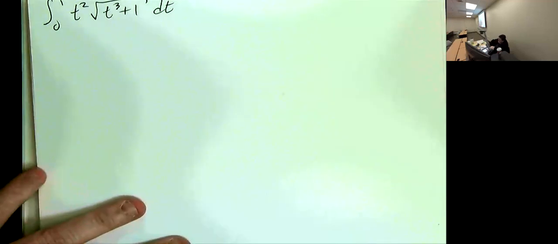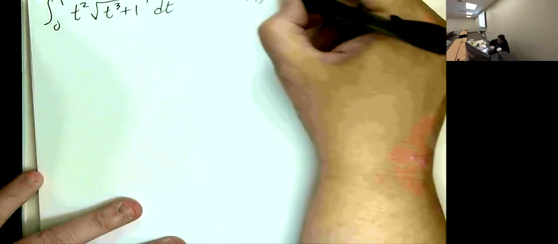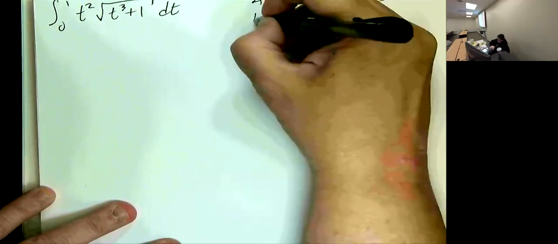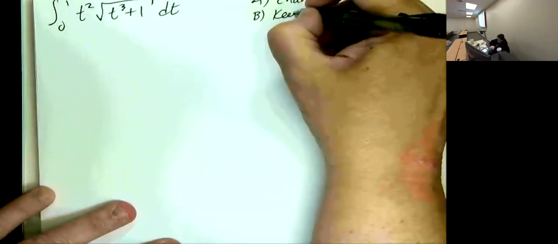We got a couple more. Number 14 says, do this one 2 ways. I've got t squared times the square root of t cubed plus 1 dt. And it says, do a, by changing the limits. And b, keeping limits with t.